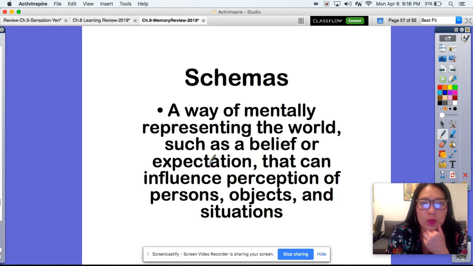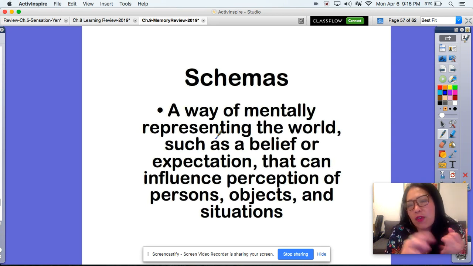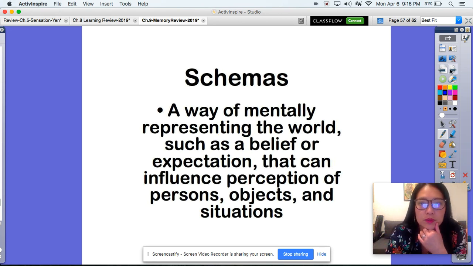So a way of representing the world is a schema. It's our mental mold of how we represent the world and what our beliefs and expectations are, whether it's of high school, of teachers, of male or female. We have all these different schemas for the world.